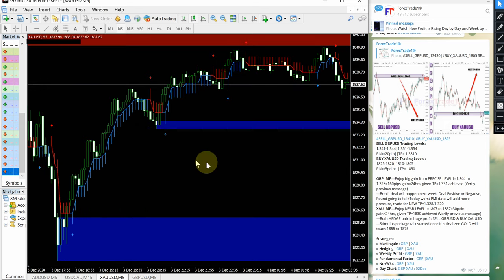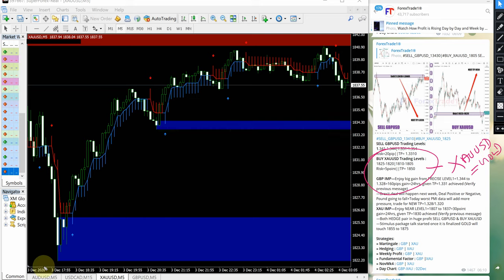Now we will see how our XAUUSD signal performed. This is the XAUUSD chart here, and this is the signal given. XAUUSD is gold. So it performed from 1823, from here all the way till here.